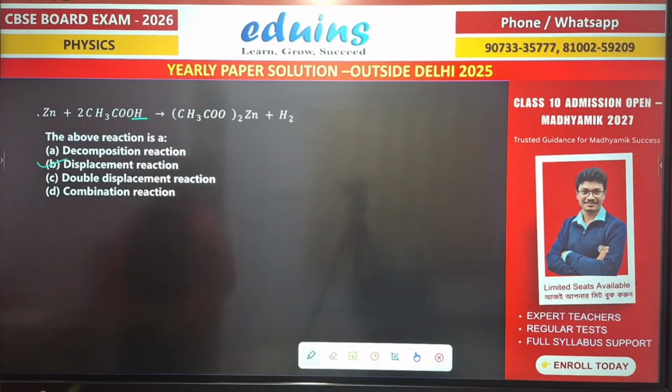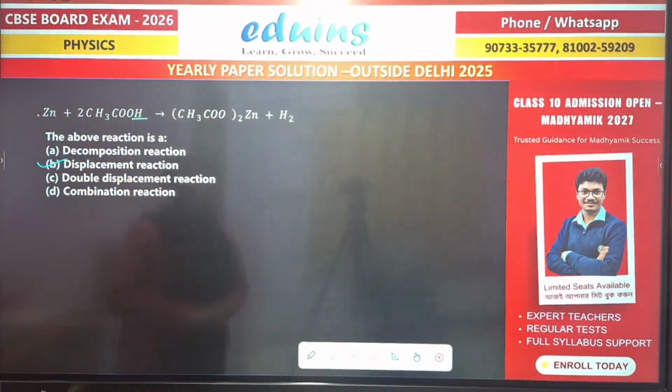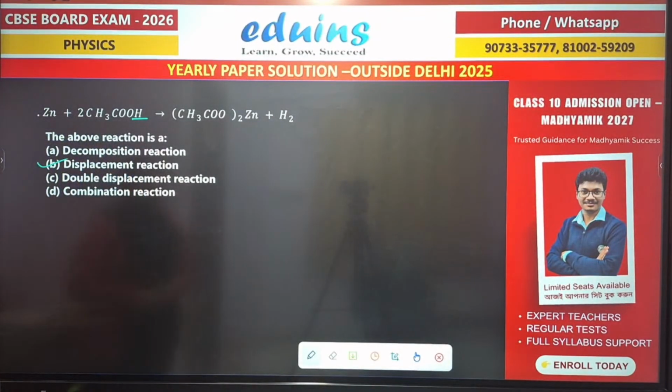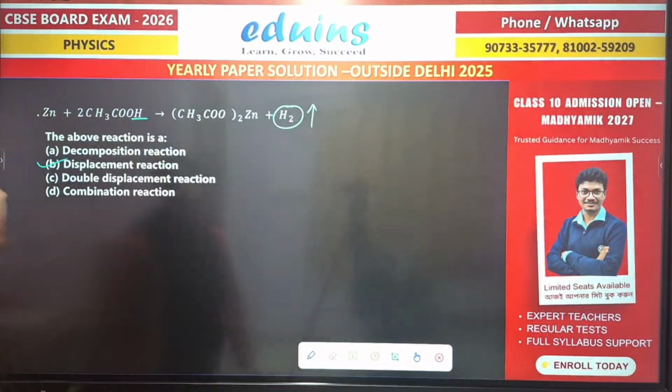Okay, then Zn plus 2 CH3COOH gives (CH3COO)2Zn plus hydrogen gas. So the above reaction is a displacement reaction because when zinc dissolves in the acetic acid solution, a single displacement reaction occurs, because Zn takes the place of hydrogen and hydrogen becomes a single molecule, that is hydrogen gas, and this is called the single displacement reaction.